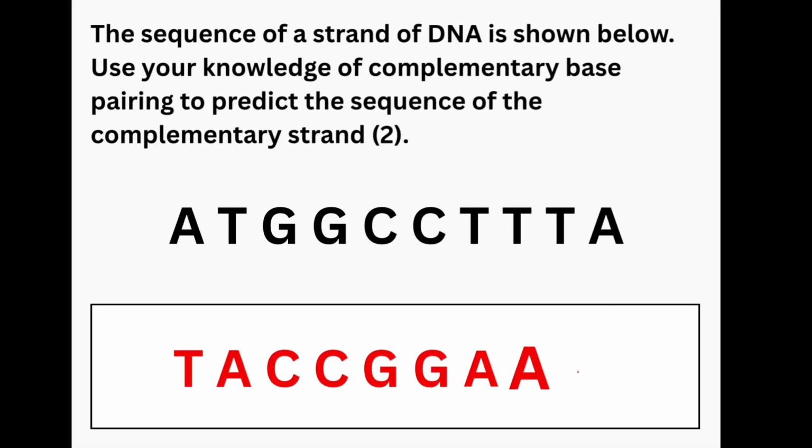The first part of the question asks for the complementary sequence. Remember, A always pairs with T and C with G. So the answer is T, A, C, C, G, G, A, T. Award yourself 2 marks if you got it all correct. If you made one mistake, give yourself 1 mark.